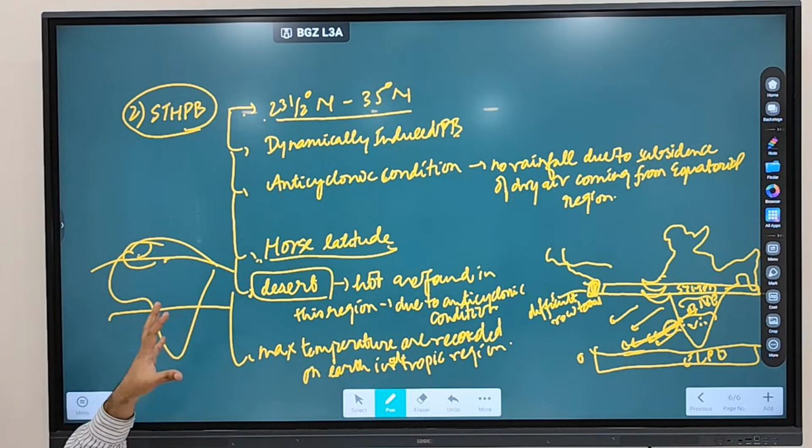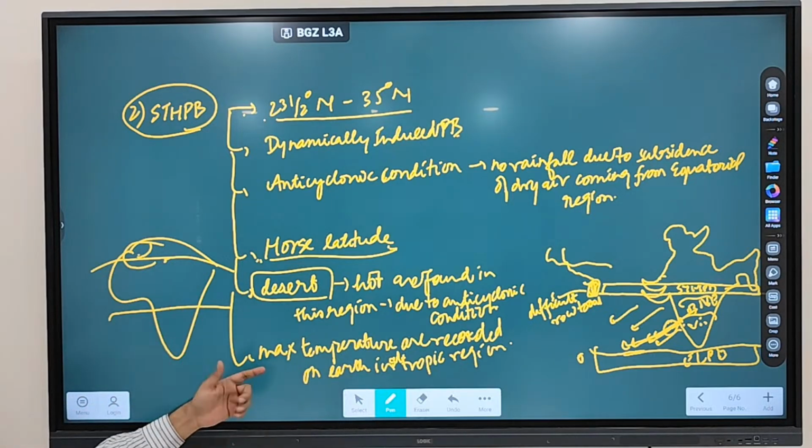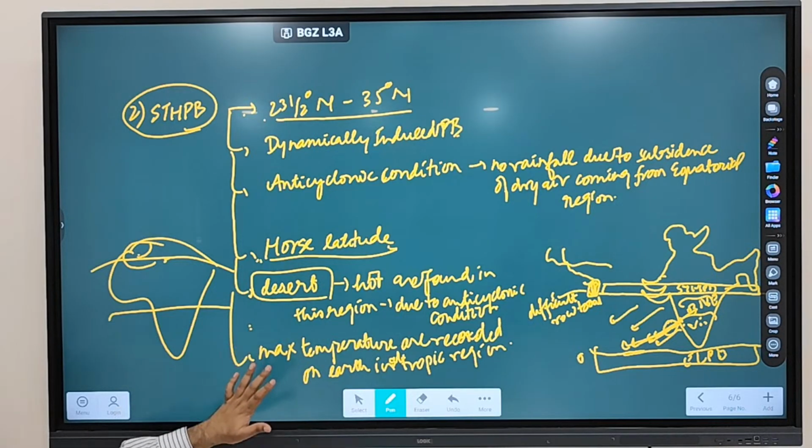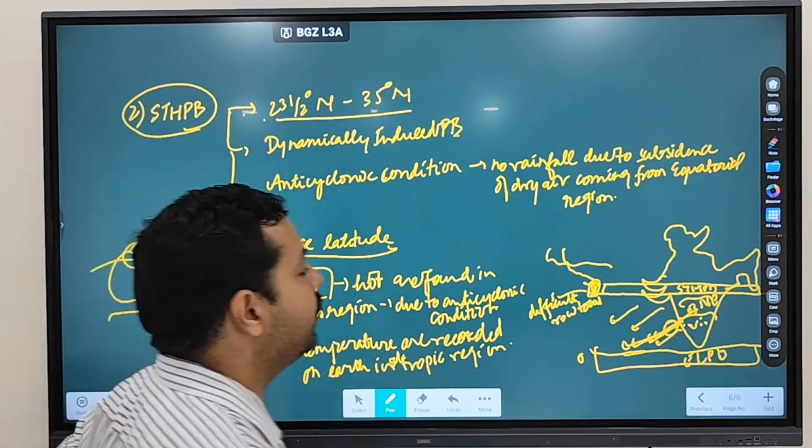So that's why the subtropical high pressure belt does not see any type of rainfall. When you do not see any rainfall, what is formed? Deserts are formed over here. And you will also see maximum temperatures recorded in this particular region. Fine? Fine.